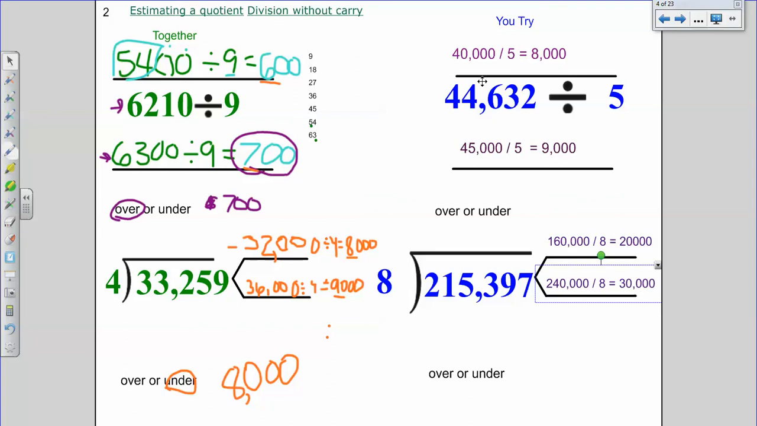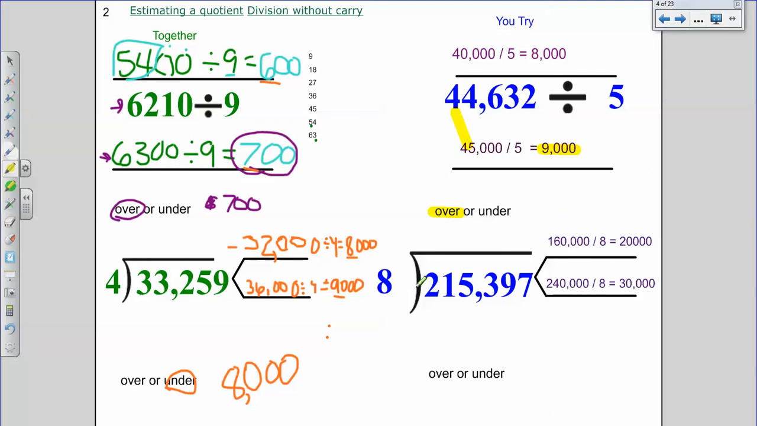All right, let's see how we did with our answers. My low estimate should be 40,000 divided by 5, which gives me 8,000. High estimate is going to be 45,000 divided by 5, which is going to give me 9,000. So 44,000 is closer to 45,000. So I'm going to say my overestimate of 9,000 is going to be my best option.